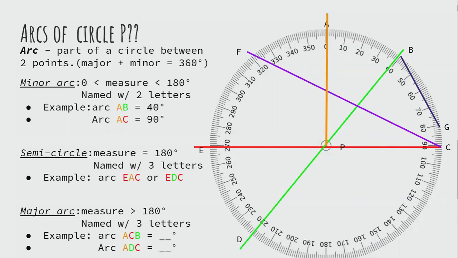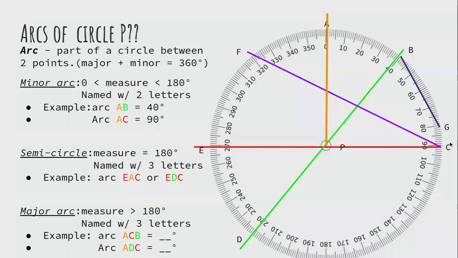And then you have a major arc. A major arc has a measure greater than 180 degrees. It is named with three letters for the same reason that a semicircle is named with three points: you want the reader to know what direction you are going.